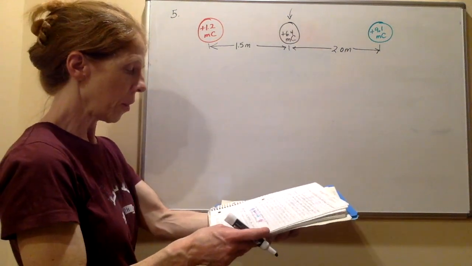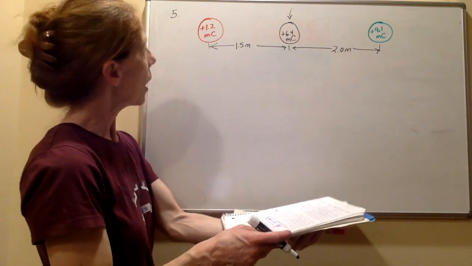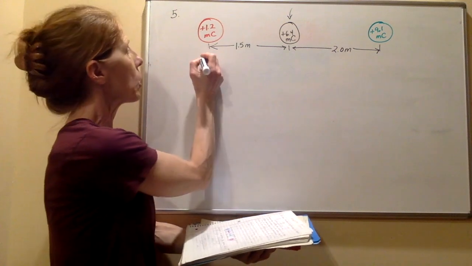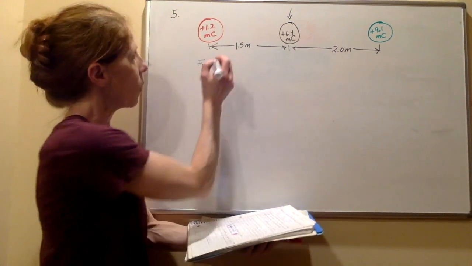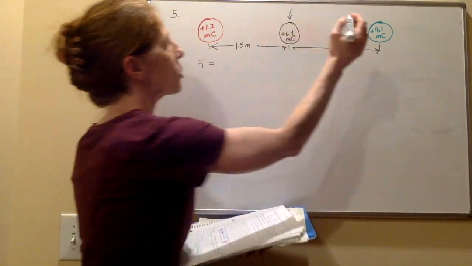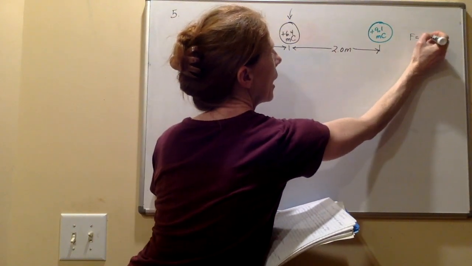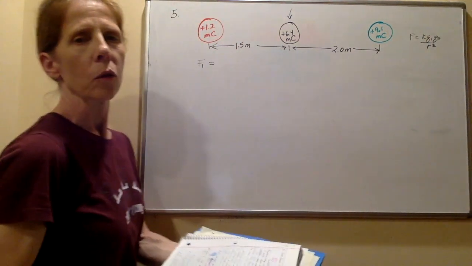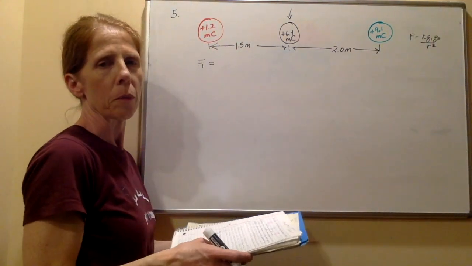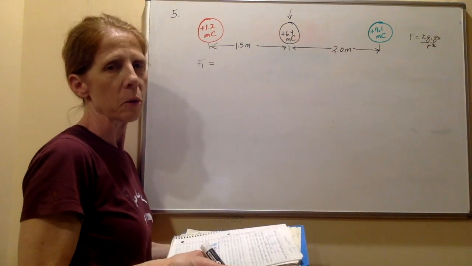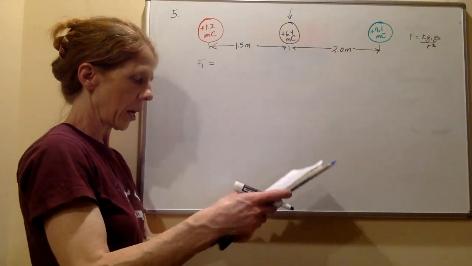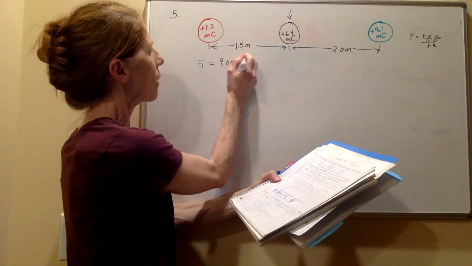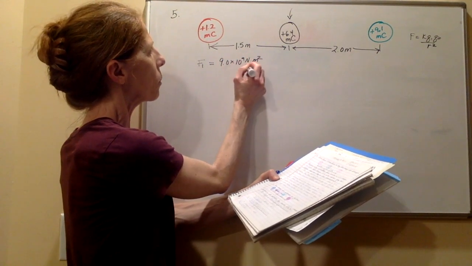I'm going to start with the 1.2 microcoulomb and the 6.4 microcoulomb, and I'm going to call that force 1. Our equation for electrostatic force is F equals K Q1 Q2 over R squared. K is the constant, the two Q's are the particular charges, and R is the distance between them. So here we go. Our K is 9.0 times 10 to the 9th newton meters squared per coulomb squared.